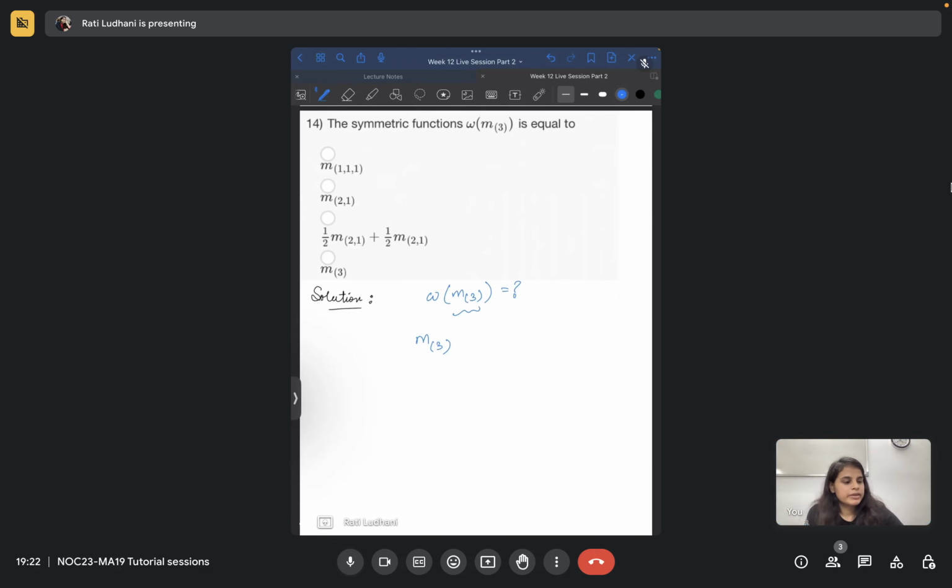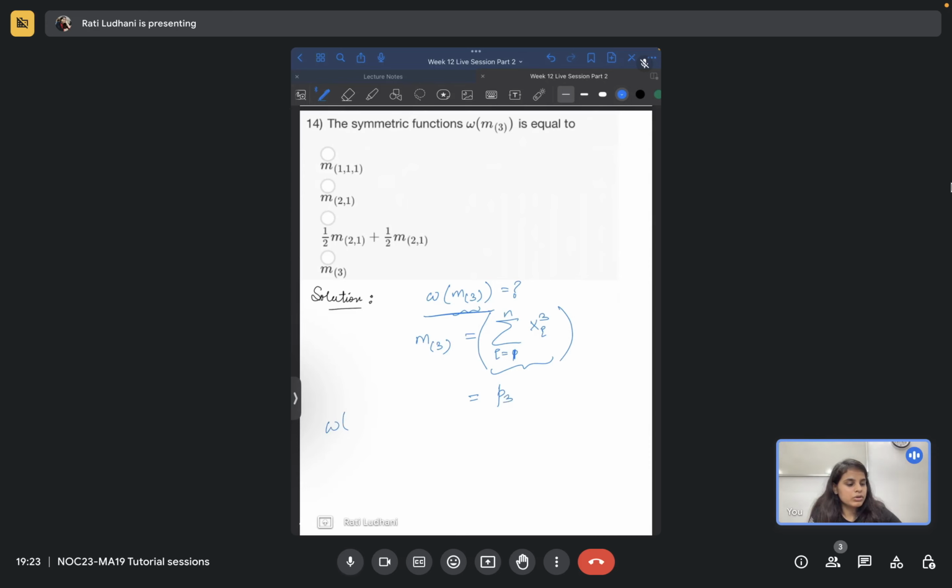So omega m3. What is this that we need to find out? As we wrote earlier, m3 is the summation of x_i raised to power 3, with i going from 1 to n, or it could be infinity. Now what is this? P3. So why am I going to P3?